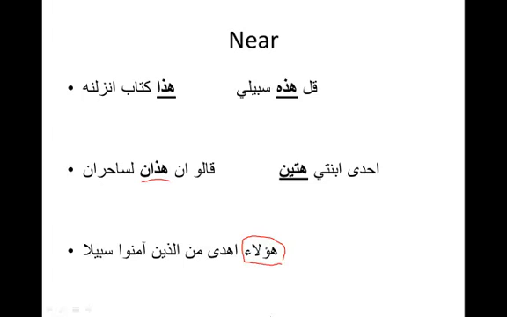Qalu in hadhani, this is dual. These two sorcerers, referring to Musa and Harun. In hadain lasahiran. These two, masculine. Ihda ibnatay hataini. When Musa alayhi salam went to Madian to work for Shuaib alayhi salam, the contract was to work as a dowry or something similar.